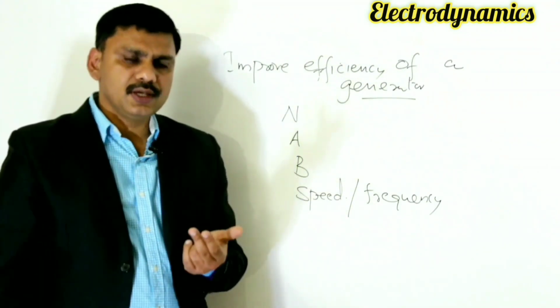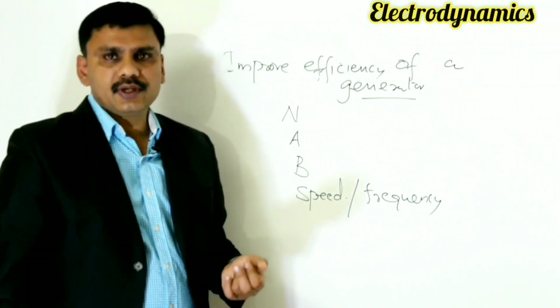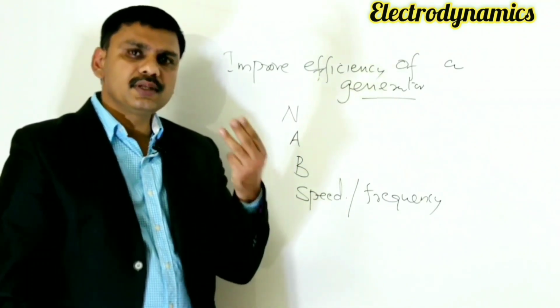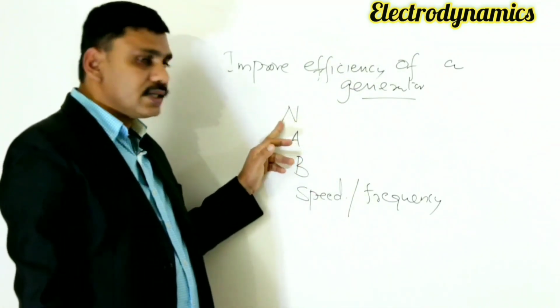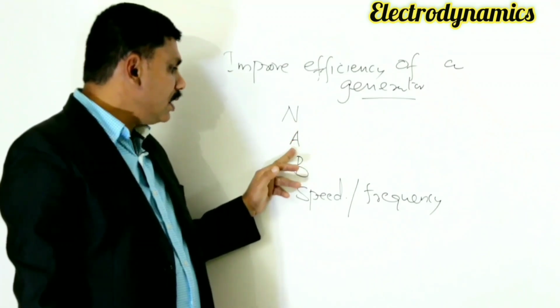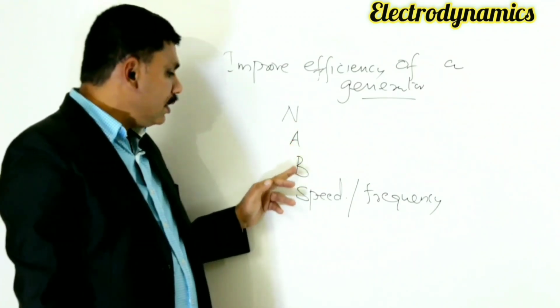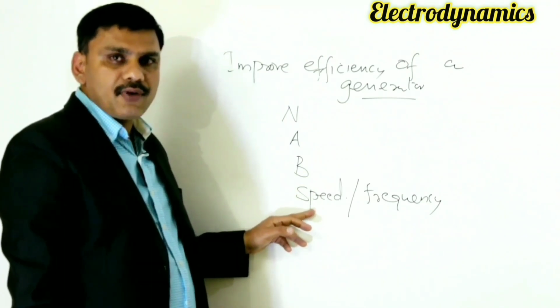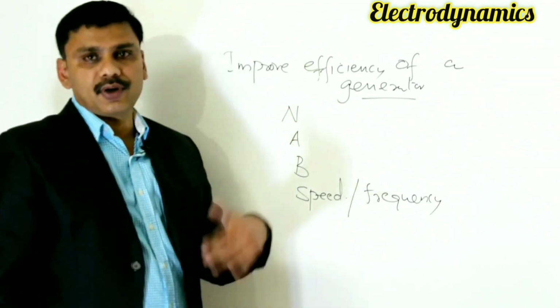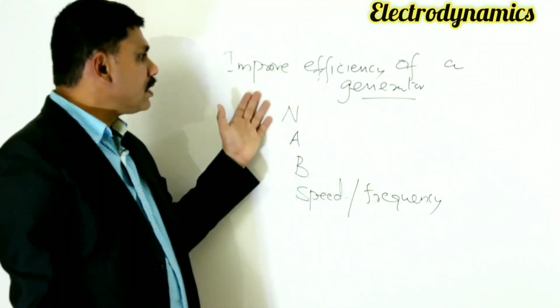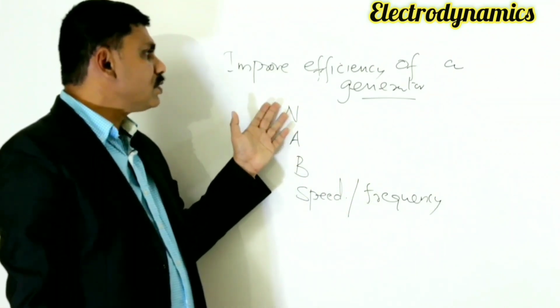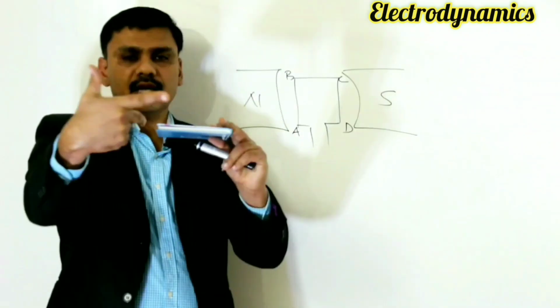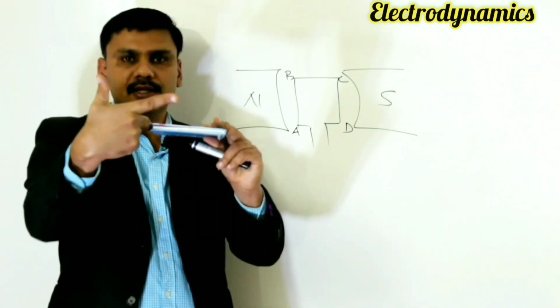It can be asked as a 2 or 3 mark question. If it is a 2 mark question, you must write 2 different points. If it is a 3 mark question, there should be 3 different points. So increasing the number of turns, increasing the area of the coil, increasing the magnetic field, and increasing the speed or frequency of rotation of the coil. These are the ways you can improve the efficiency of a generator. This side, the current will move like this.